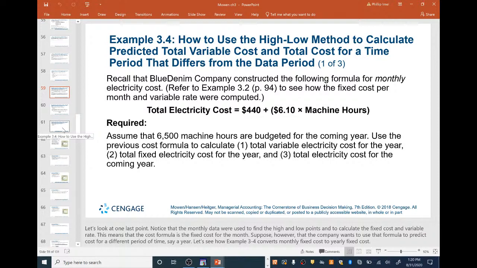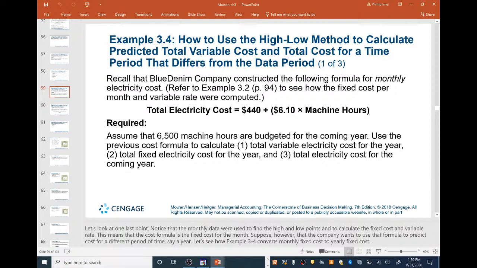Now recall that Blue Denim Company constructed the following formula for monthly electricity costs. This is going to see how the fixed cost per month and variable rate were computed. We can look back to examples, but we've already established that. Okay, so total electricity cost equals the fixed cost of $440 right here, plus the variable rate times machine hours. So we've already established that's our formula for total electricity cost, right?